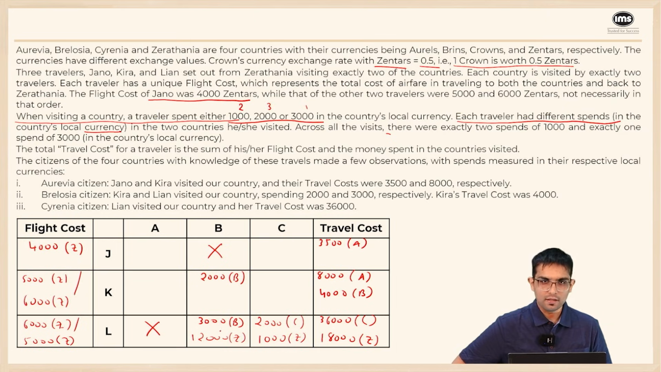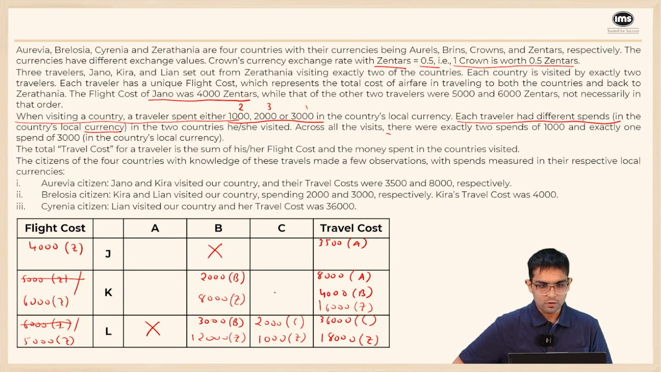And now I know the currency rate, that 1B is equal to 4Z. And if this is 5,000, then this must be 6,000. Now I know for sure that this is 4,000 B, but 1B is 4 times. So this is 16,000 Z. And the same goes with this. This will become 8,000 Z.